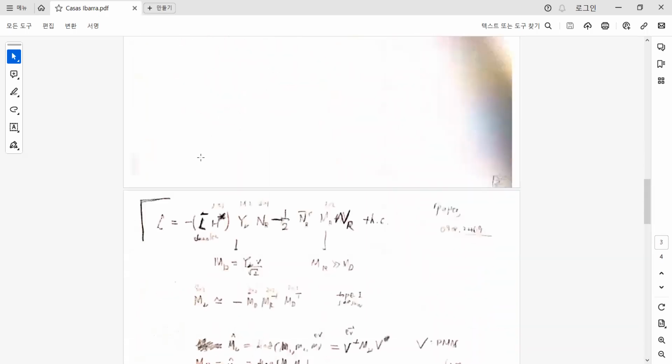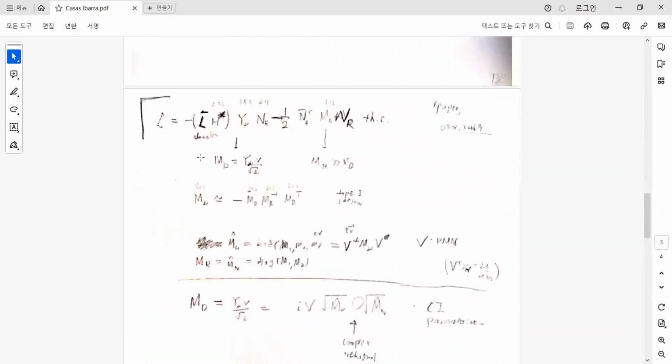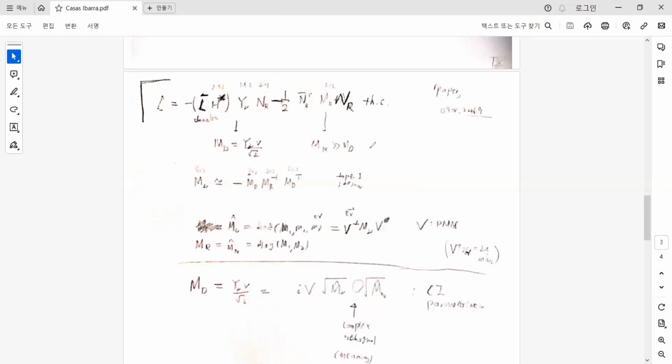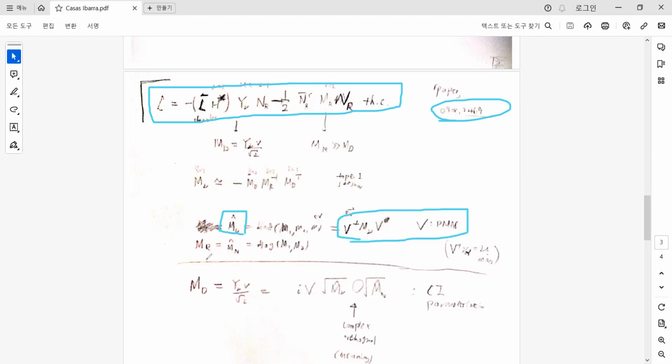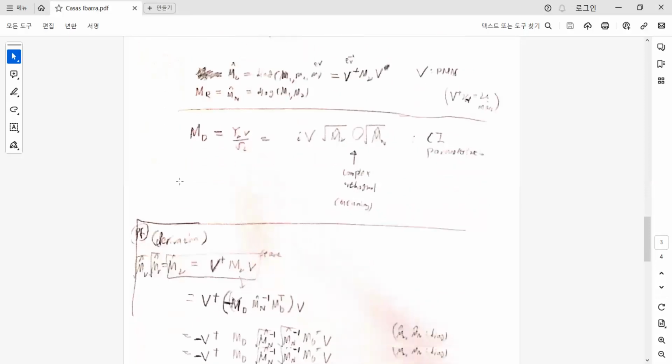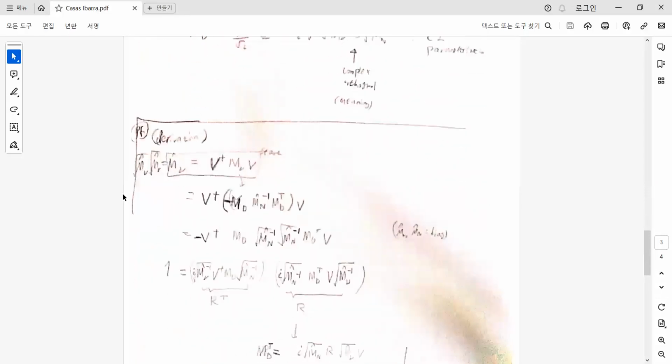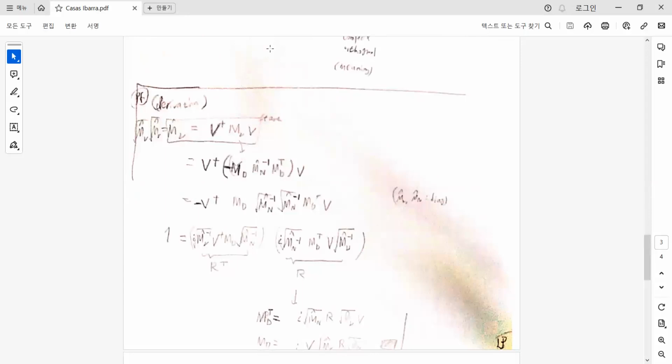So now let's derive the Casas-Ibarra parametrization. That's the same Lagrangian we saw in the previous slides, and below this Lagrangian, yes, the active neutrino mass matrix can be diagonalized using the PMNS matrix, and the Majorana matrix is already diagonalized. And that is the Casas-Ibarra parametrization. We already saw it in the previous slides, and the derivation is given like that.